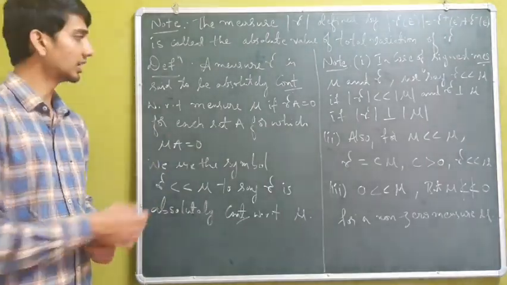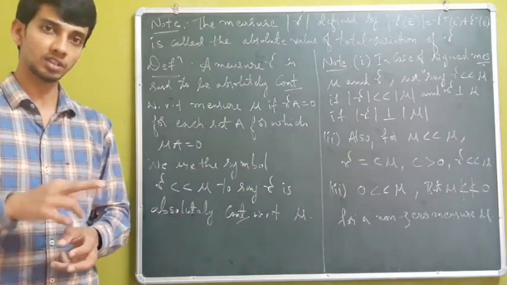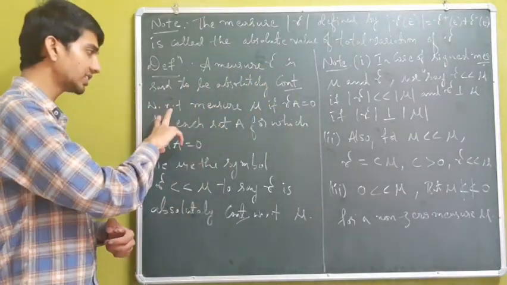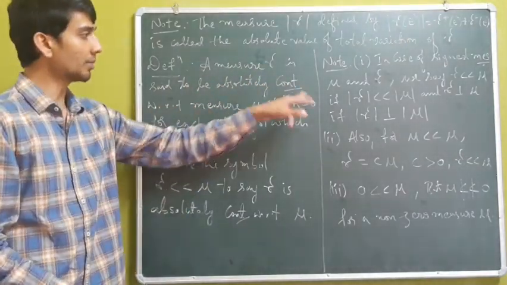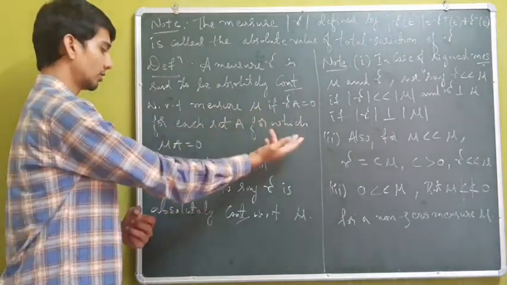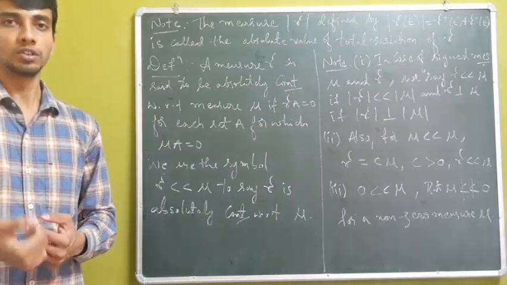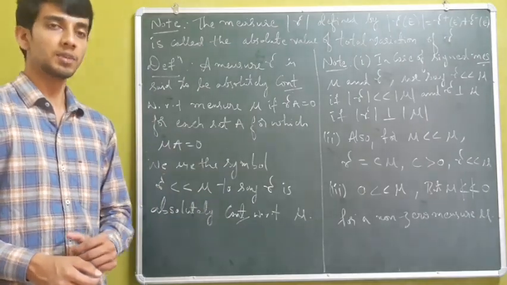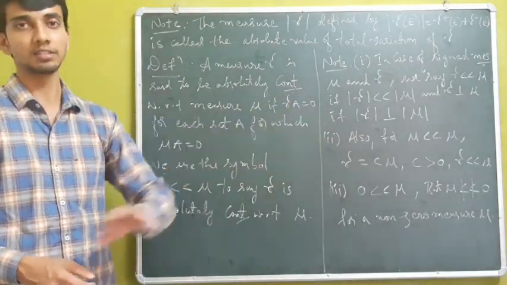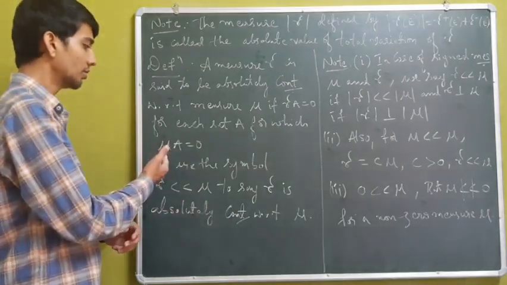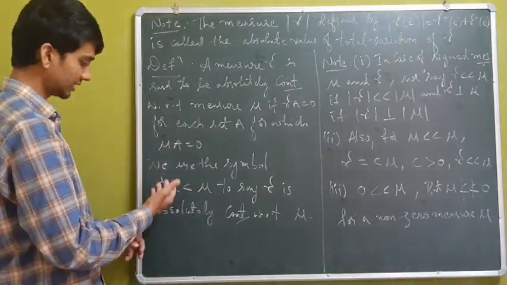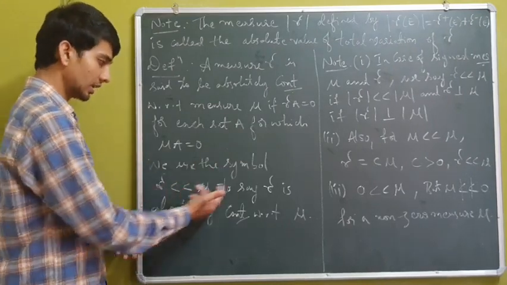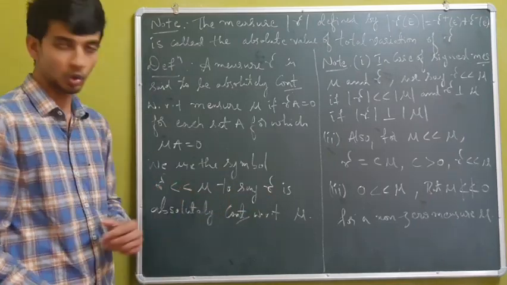Coming to the next definition, it is about absolute continuity of two measures. A measure gamma is said to be absolutely continuous with respect to a measure, say mu, if gamma of A is 0 for each set A for which mu of A is also 0. And we represent it by this symbol. We use this symbol to say that gamma is absolutely continuous with respect to mu.